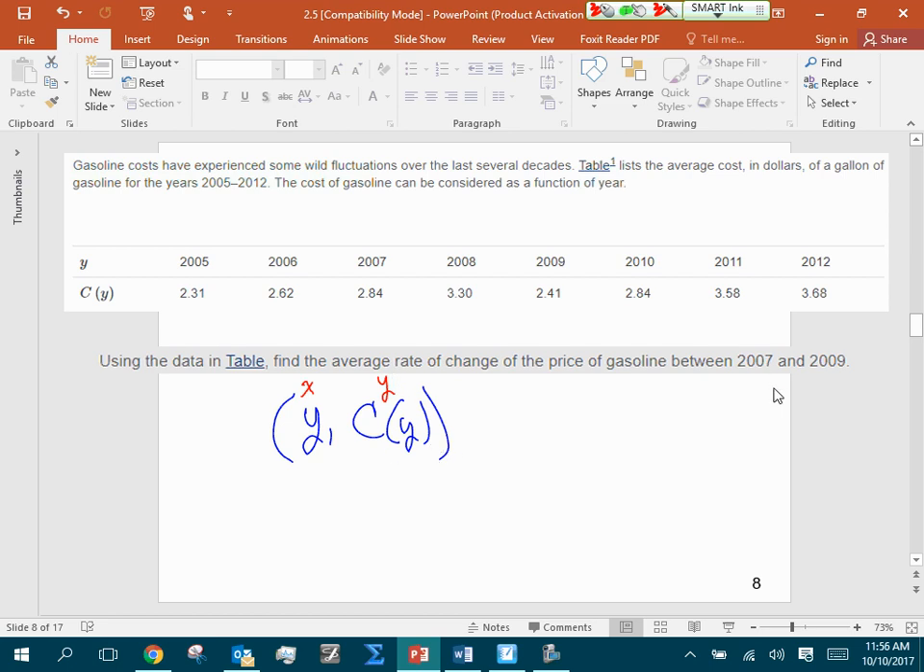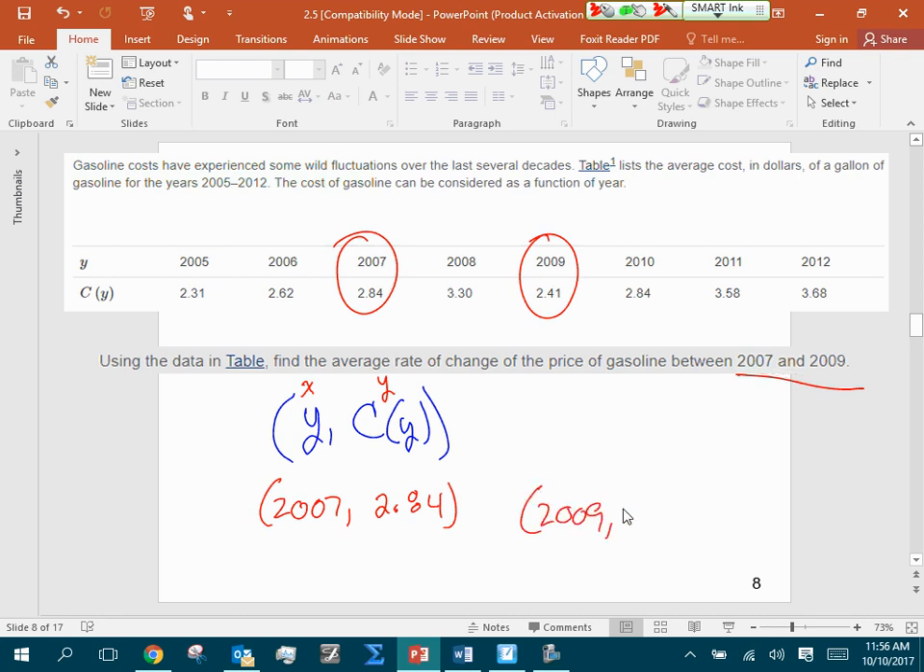They want us to find the average rate of change between 2007 and 2009. So I look at those two data points, 07 and 09. In the year 2007, comma, 2.84. That data point gives me the ordered pair 2007, comma, $2.84. This one here gives me the data point 2009, $2.41. Now, more than likely this is a nonlinear function.